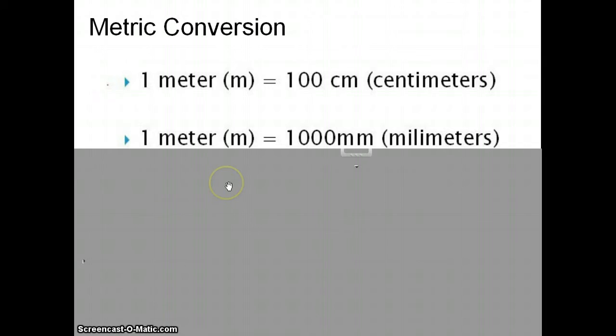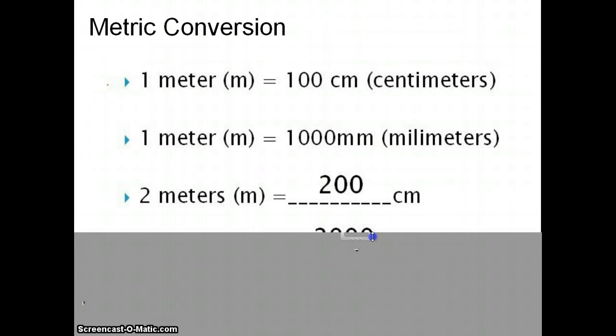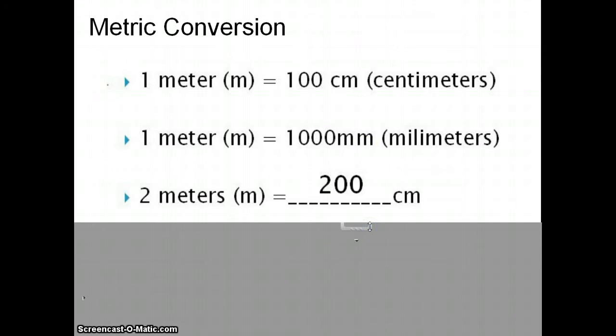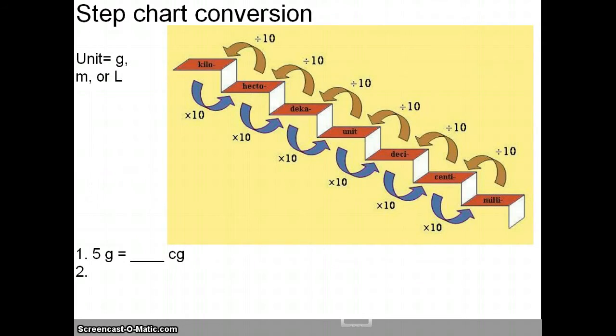So, quick math. If you have 2 meters, how many centimeters would that be? Hopefully you said 200. Same kind of math. If you have 2 meters, how many millimeters would that be? You guessed it, 2,000. Okay? So, an easier way. That was kind of the math way. There are some different things you can do with fractions, but most often in science class, in 8th grade, we're going to use the step chart.